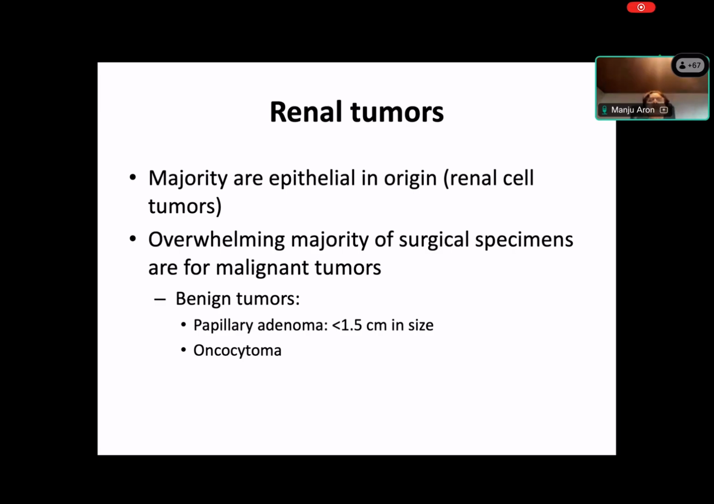When we talk about renal tumors, we have to remember that most of the tumors that arise in the kidney are epithelial tumors. You can, of course, get other things like sarcomas, like in any other organ system, but the majority are renal epithelial tumors. The majority of the tumors that you will encounter in your surgical pathology practice have been excised because they are malignant. Rarely you come across tumors which are benign. The most common benign tumor of the kidney in autopsy series is papillary adenoma. But most commonly, the benign tumor that you will encounter in your surgical practice is oncocytoma.